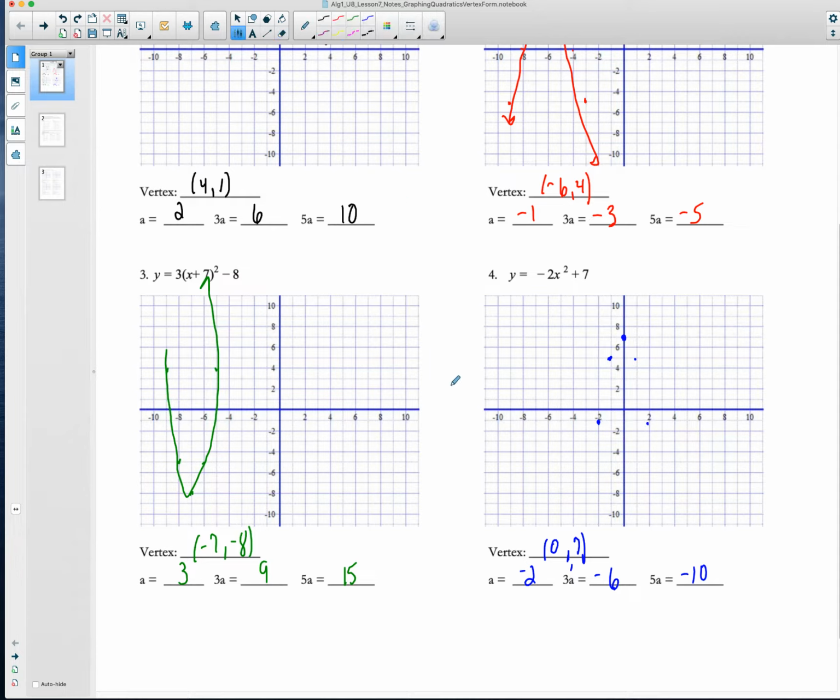All right, so let me try to draw this in here. You see that I'm getting a little bit of, no, that's not going to work at all. All right, so let's try that again.